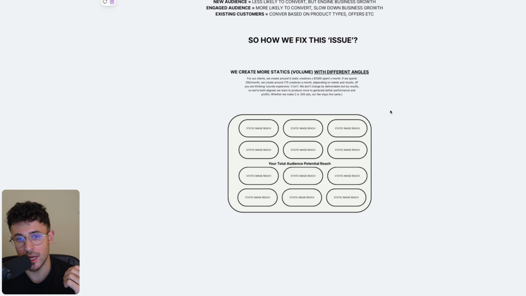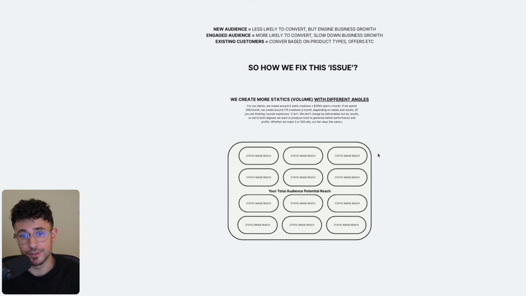But anyways, this is just the way that you scale with statics. That doesn't mean that you only have to use statics. Of course, UGCs are important. We still use them, and yeah, this is basically the entire process.